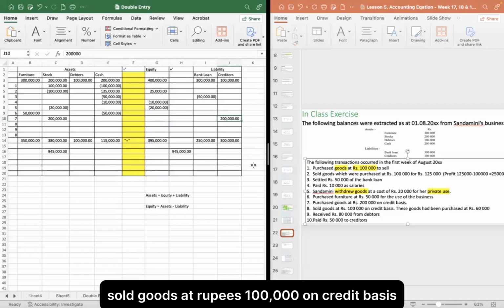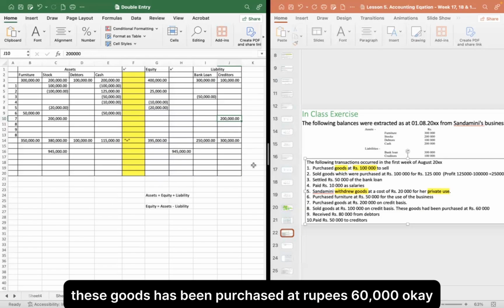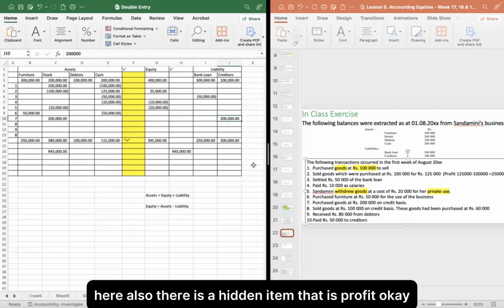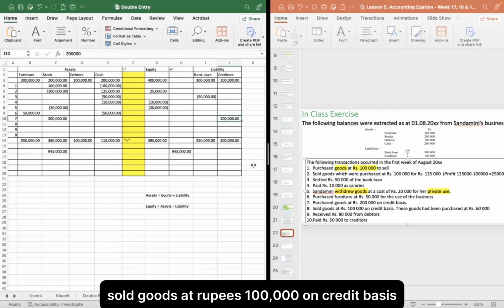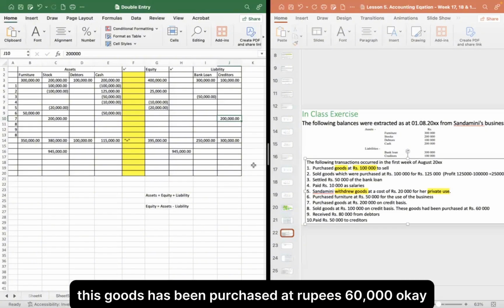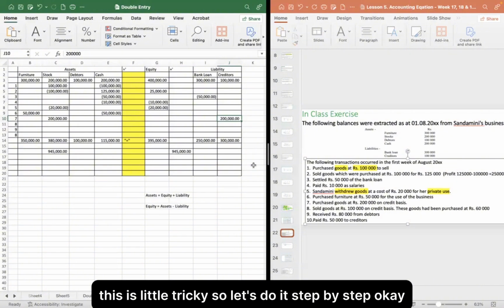Then you have the eighth one. Sold goods at rupees 100,000 on credit basis. These goods have been purchased at rupees 60,000. Here also there is a hidden item, that is profit. This is a little tricky, so let's do it step by step.